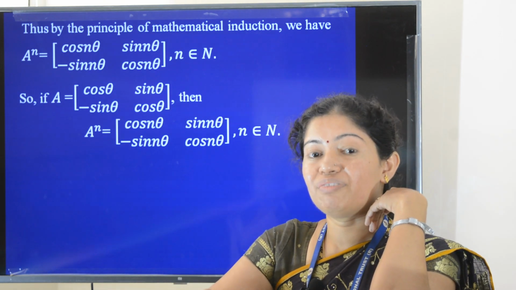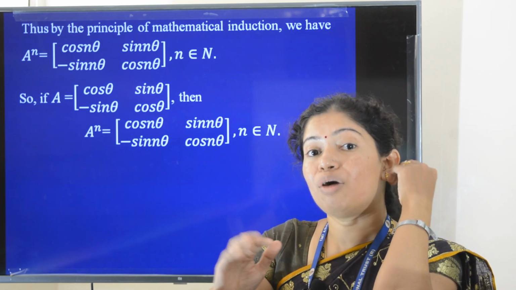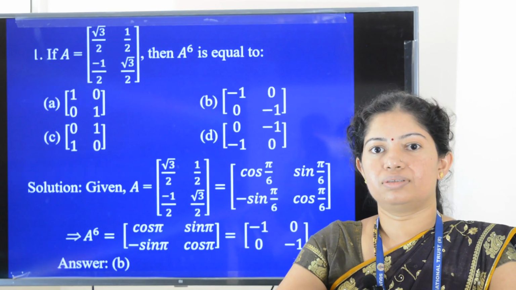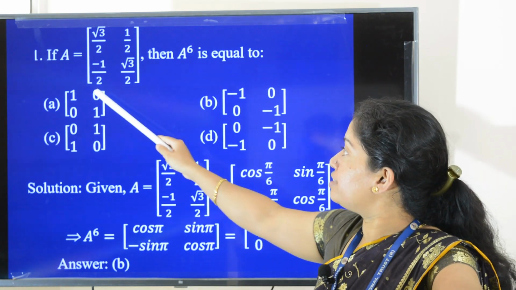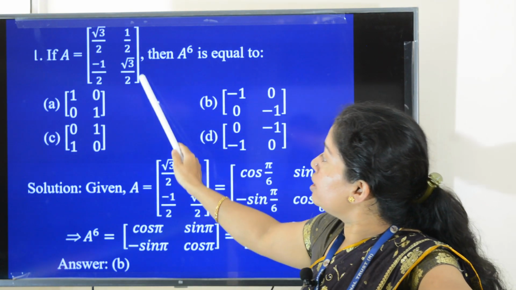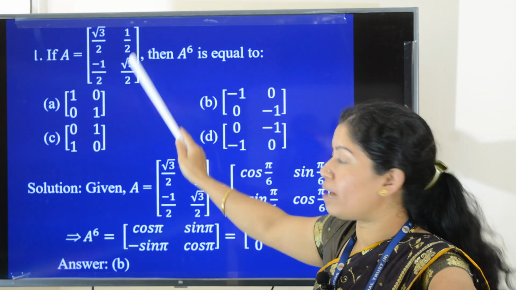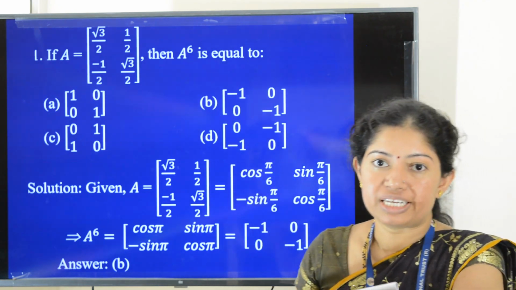So let us take few problems which have come in your competitive exam and how you can solve those problems using this result. So students, let us see the problem. So problem is, if A is equal to, here we have 2 cross 2 matrix with entries root 3 by 2, 1 by 2, minus 1 by 2, root 3 by 2. You have to find A to the power 6.